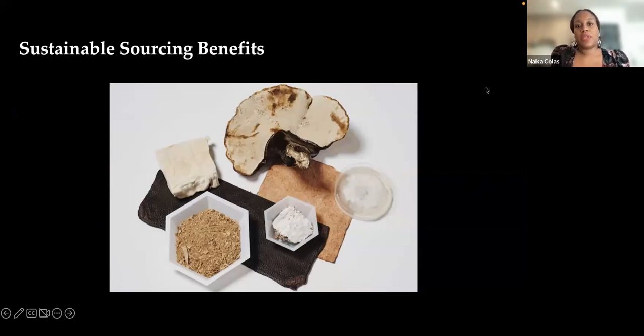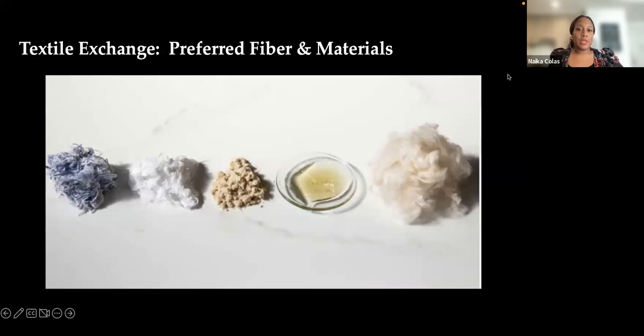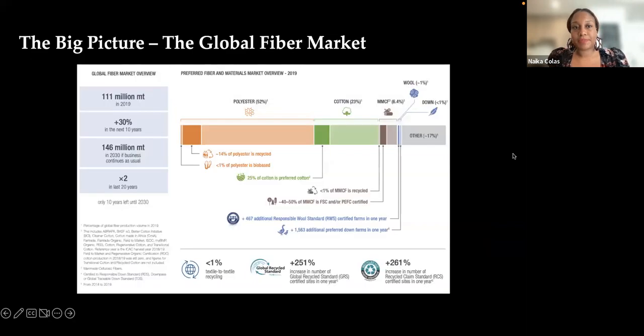Okay, so sustainable sourcing benefits. This deck is more so on sourcing natural fibers and eco-friendly materials. A lot of sustainable fashion designers will use the Textile Exchange, which will show you preferred fibers and materials that should be used if you're tapping into sustainable fashion and you're not just looking at your tonnage, the amount of waste or different emissions, and you're saying, okay, we're going to look into the materials that we're using. I would tap into the Textile Exchange here.